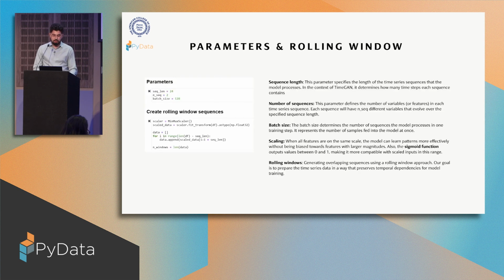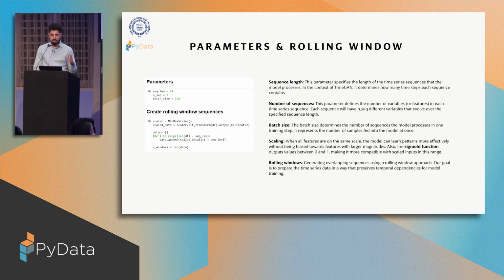So the main parameters are, first of all, the sequence length, which specifies the length of the time series sequence that the model processes. In the context of TimeGAN, it determines how many time steps each sequence contains. If you use days, and we have 24 in this example, then 24 days. If it's weeks, 24 weeks, and so on and so forth. Then the number of sequences, which defines the number of variables in each time series sequence. And in our case, we have two variables, as already mentioned, the WTI and the Brent, that's why the two.